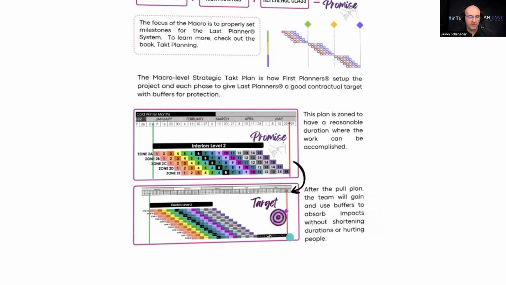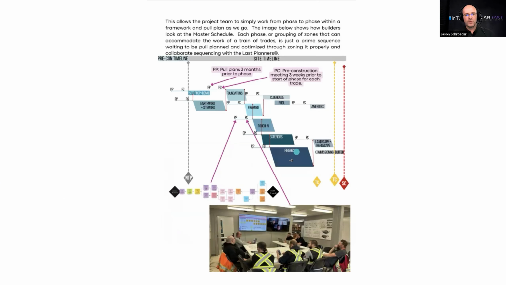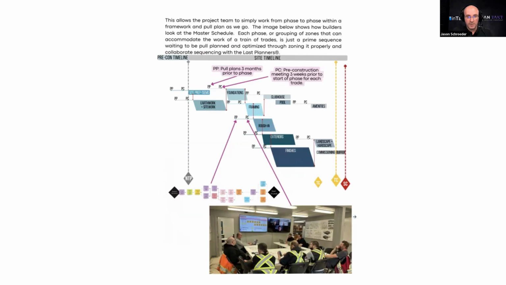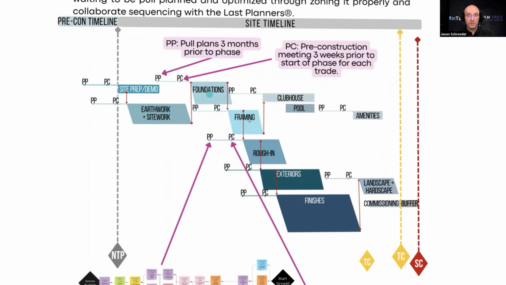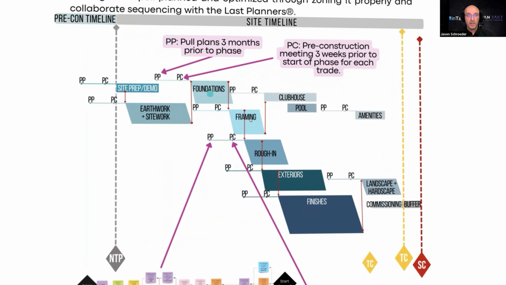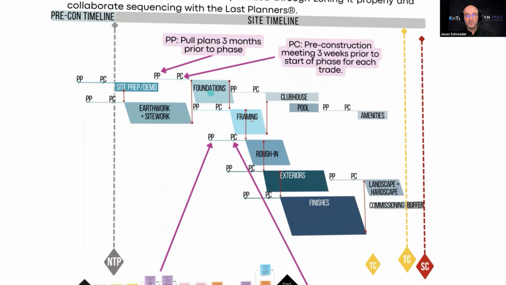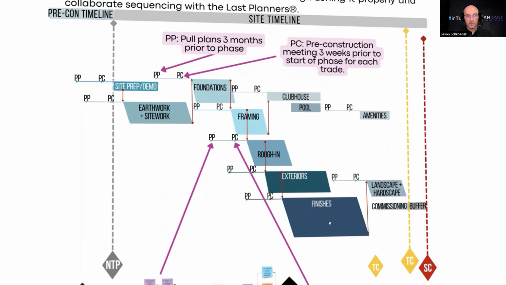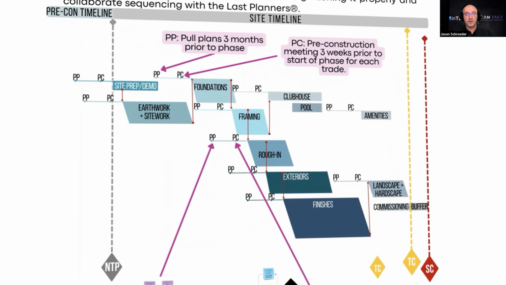Wouldn't it be much better if we actually had buffers in the system and we were able to stop the line? And so what happens here is when we're preparing trades to enter this production system and you're looking at your macro level view, you have to look at every phase like it's simply zones that a train of trades is going to go into.